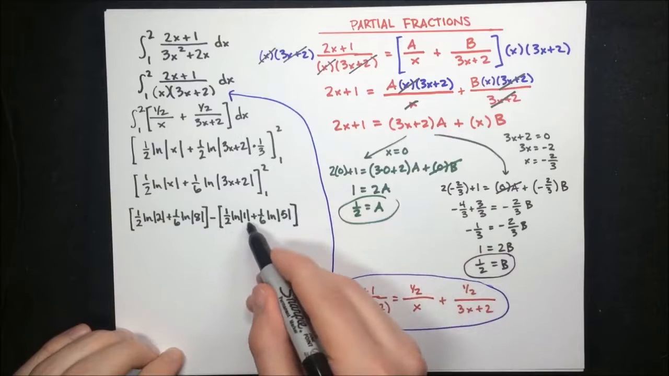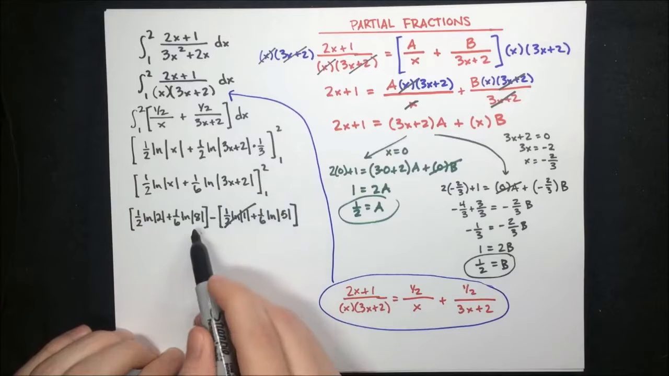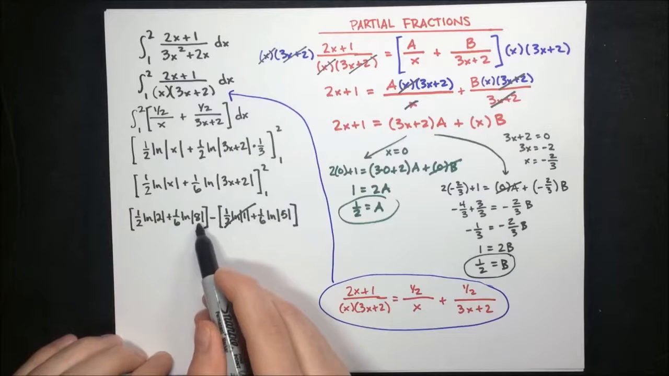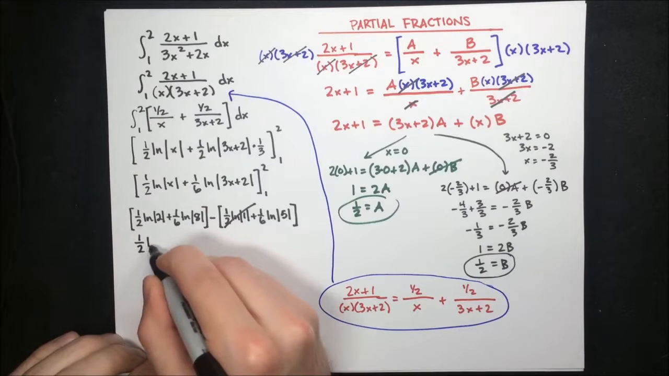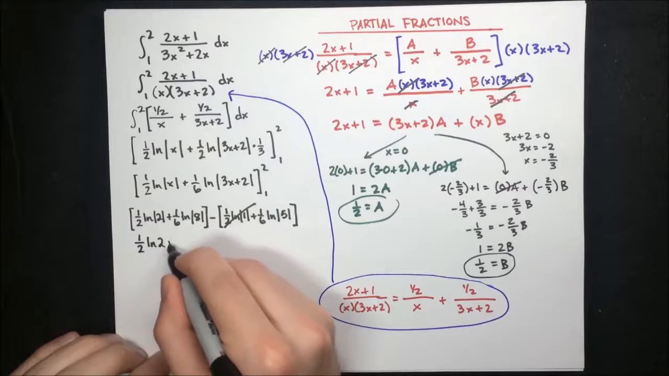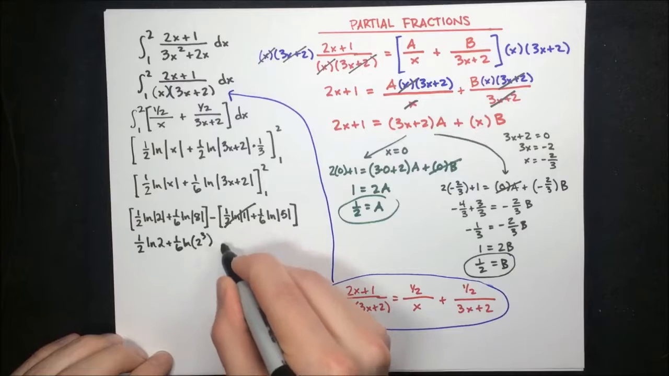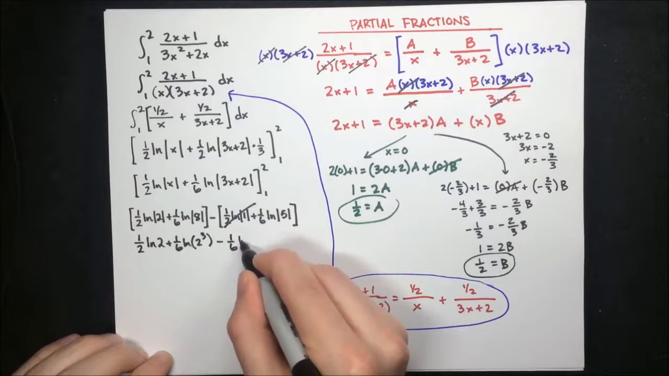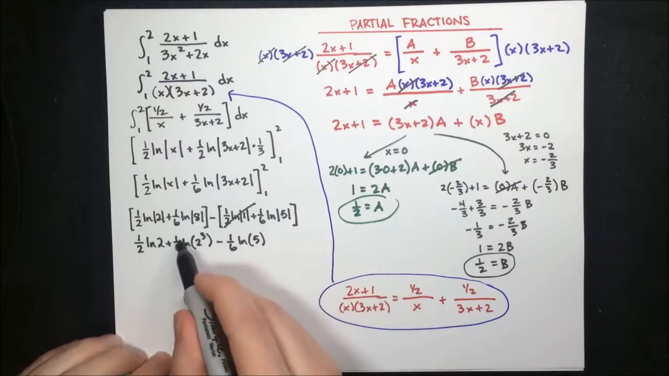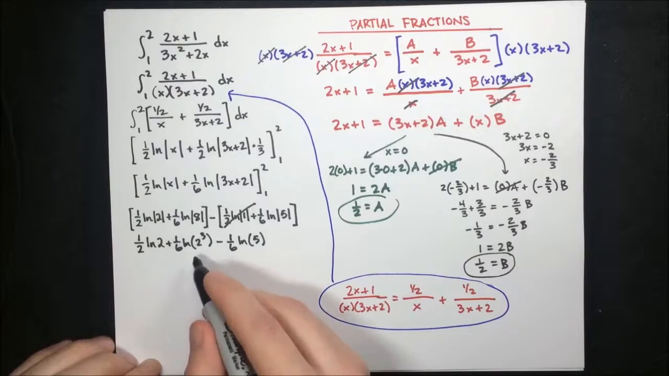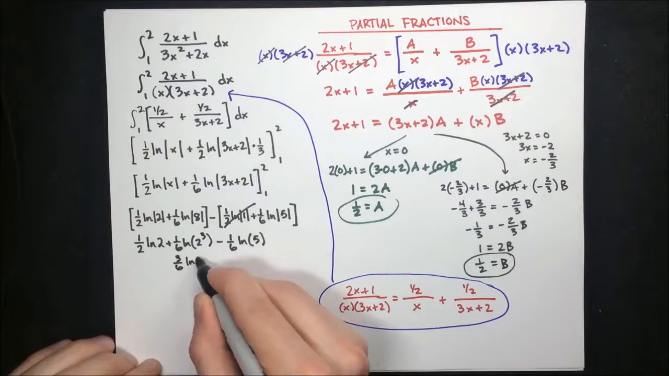Now, natural log of 1 is just 0, so this term goes away. And we can simplify this natural log of 8 a bit. 8 is just 2 to the 3rd, so if we write that again as 2 to the 3rd, we'll be able to simplify a bit using log rules. So 1/2 natural log of 2 plus a 1/6 natural log of 2 to the 3rd minus 1/6 natural log of 5. Log rules say that we can pull out an exponent as a multiplier. So this 1/6 natural log of 2 to the 3rd can be written as 3/6 natural log of 2.